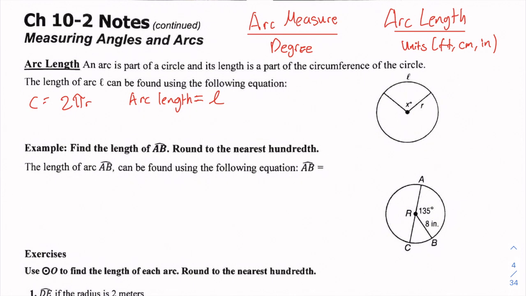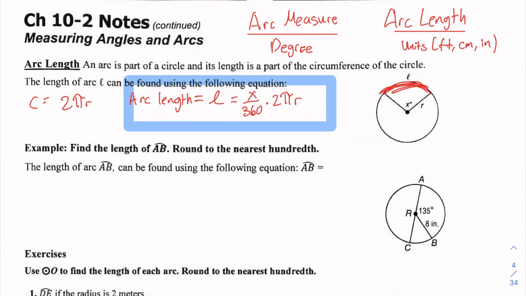So arc length L, if I just want to find a piece of it, not the whole thing, we need to take a fraction of it. So a fraction of 360 degrees times 2 pi r. This here is your formula for arc length.